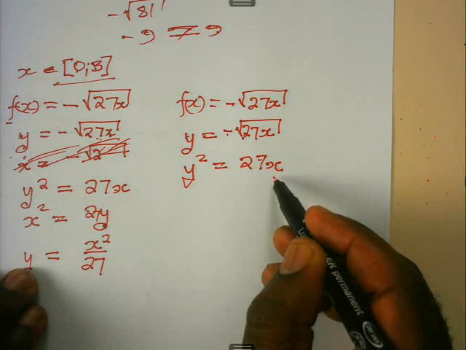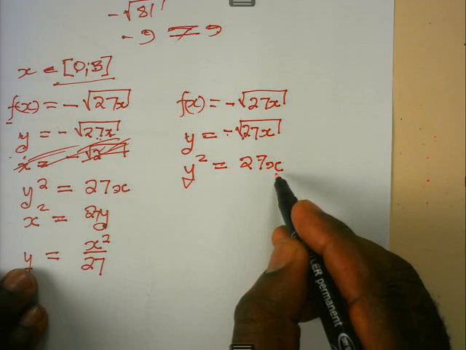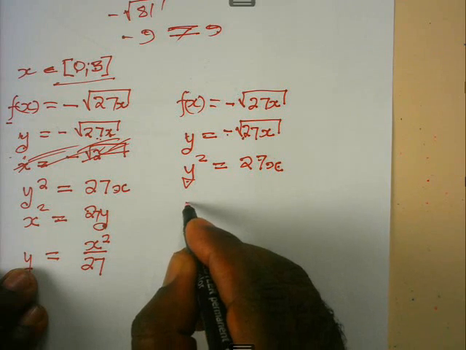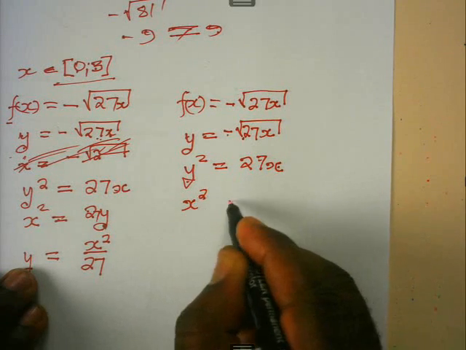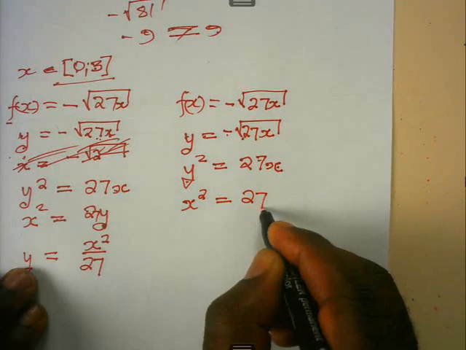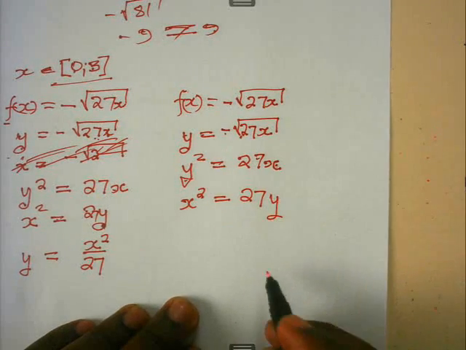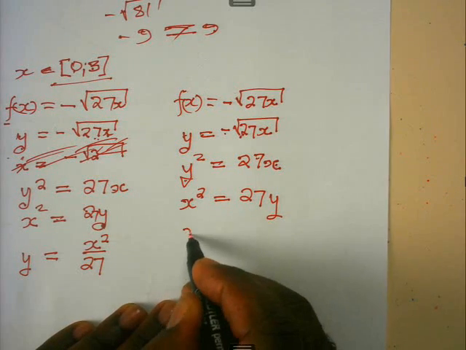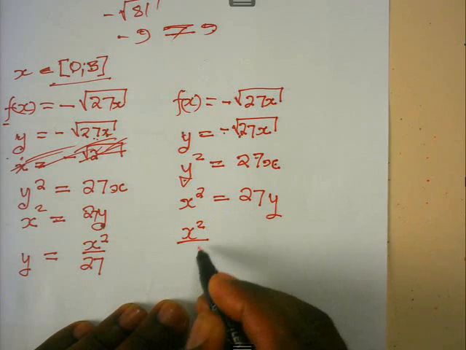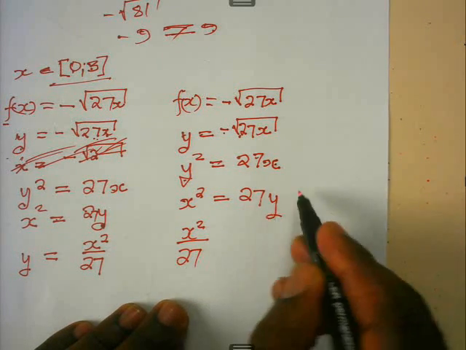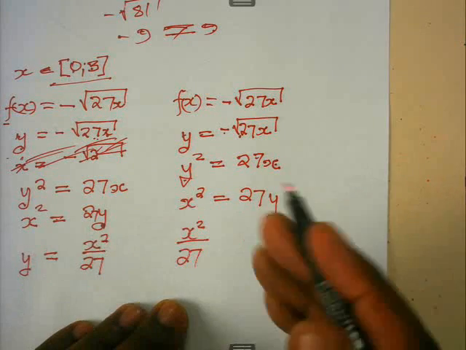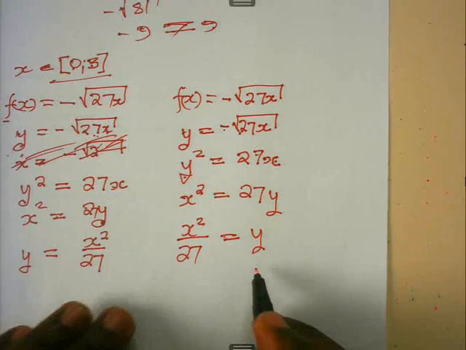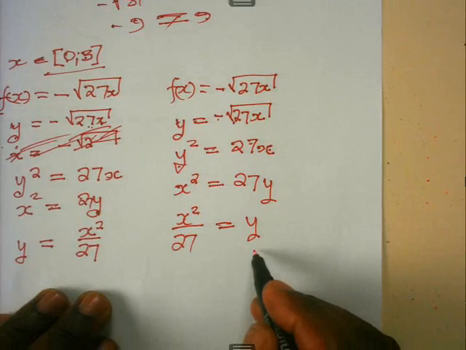But we mustn't forget that we have to interchange x with y. Interchanging x with y, I'm going to have my x squared equal to 27y. Then turning the y into the subject of the formula implies that y will be equal to x squared over 27, because now I'll be dividing by the coefficient of y. And what I do on the left, I must also do on the right. So this is going to be the equation of the inverse.